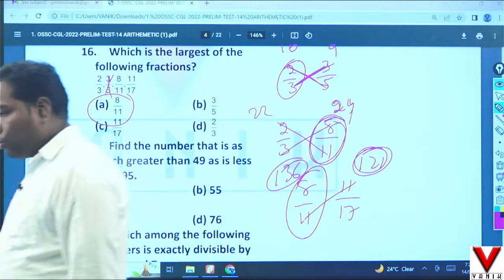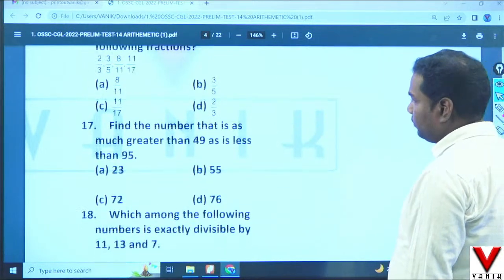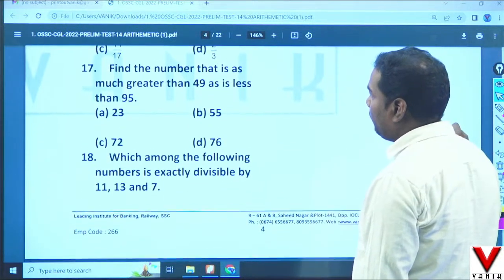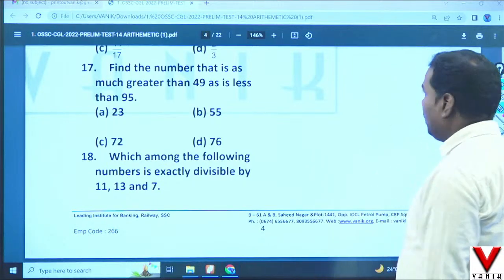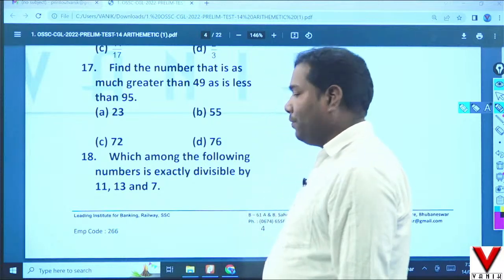Come to the next number, question number 17. Find the number that is as much greater than 49 as it is less than 95.